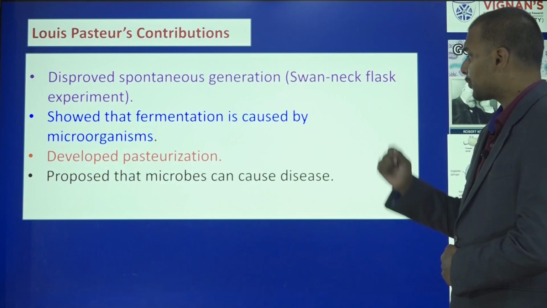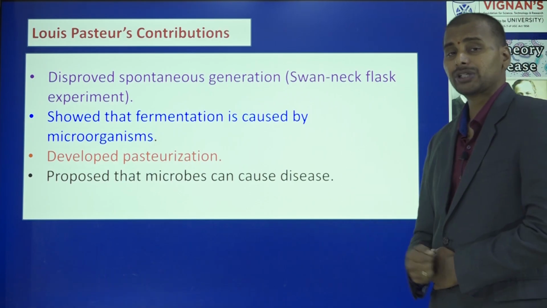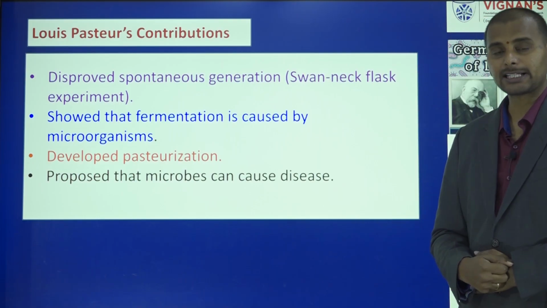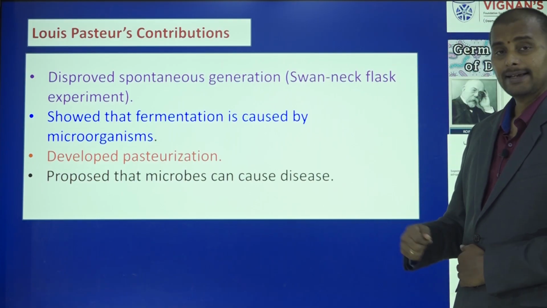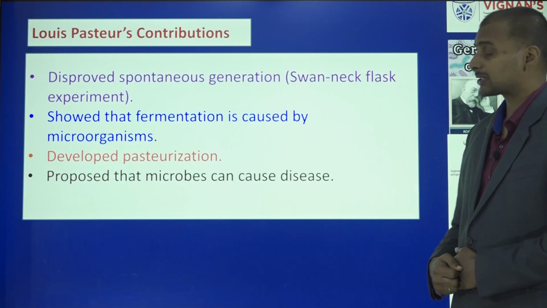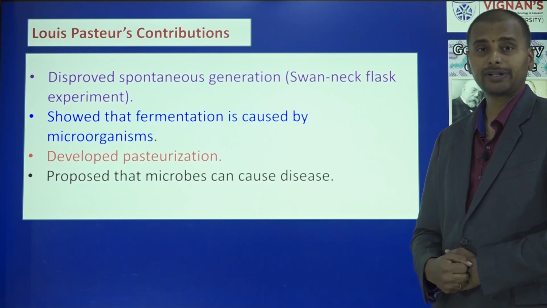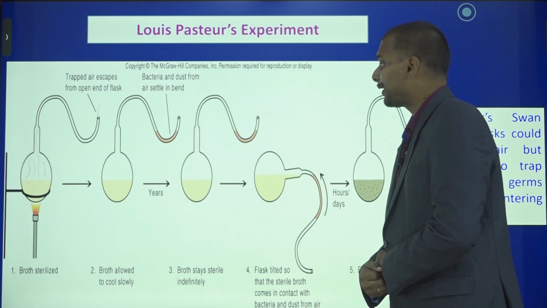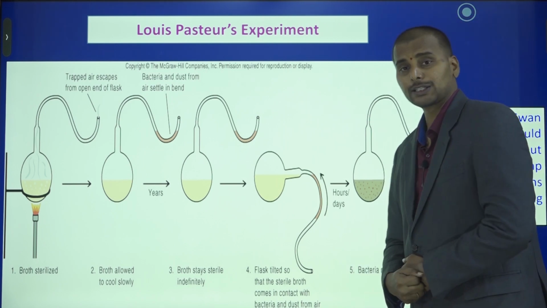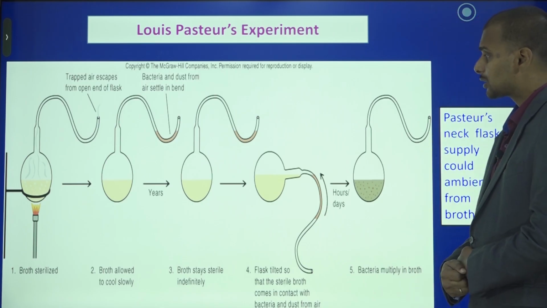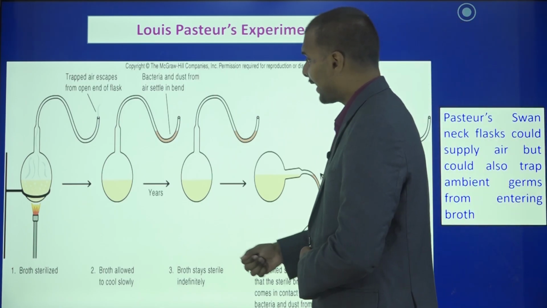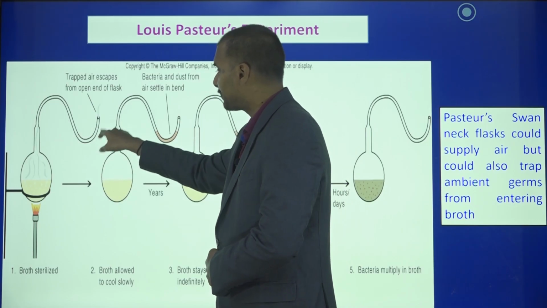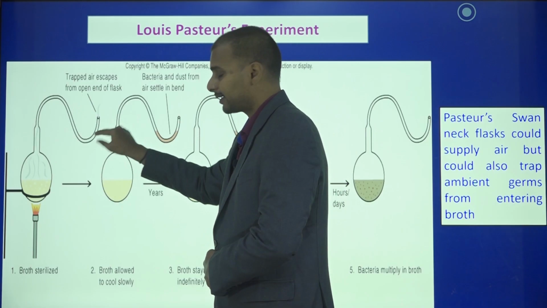He also proposed that microbes can cause disease, but he did not provide experimental evidence, which was later properly explained by Robert Koch. This is the experiment conducted by Louis Pasteur, the famous swan neck experiment. At first, he took a swan neck flask. You can see the S shape; it has an S-shaped neck.